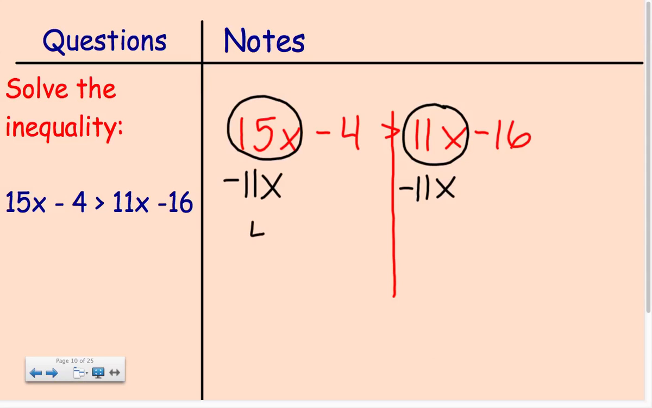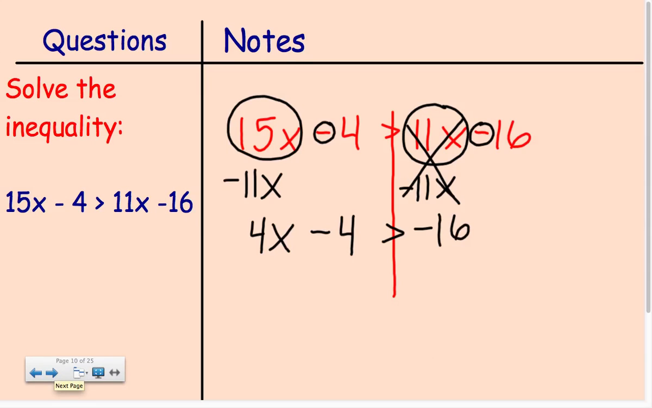15x minus 11x is 4x. Bring down the negative 4, don't lose the negative sign. 11 and 11 make 0, and bring down the negative 16. Also don't lose the negative in front of the 16. Now we're left with a couple and third wheel problem. My couple is 4x. My third wheel is negative 4, so I'm going to add 4 to both sides.